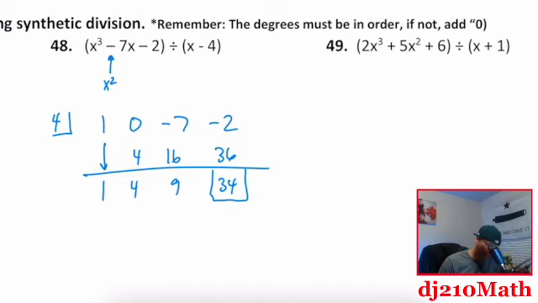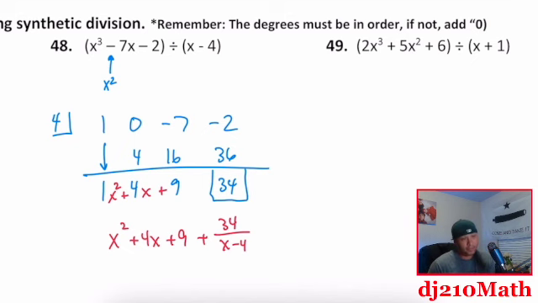And the answer is always 1 degree less than what you started with. See how there's no symbols here? It's always plus when there's no symbol. So the answer, x squared plus 4x plus 9 plus 34 over the divisor, x minus 4. So what would have been nice is if this would have been 0, and then now we have to factor. That would have been more work because we're already done. If it's not 0, that's it. But if it's 0, you try to keep going if you can.